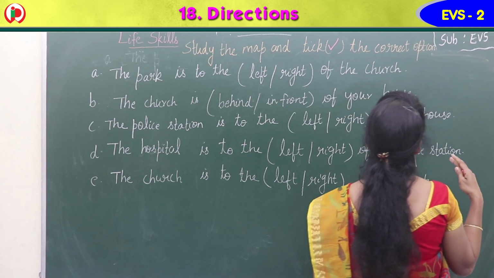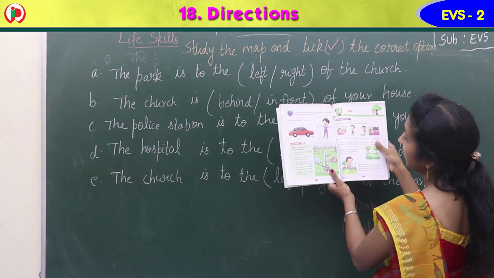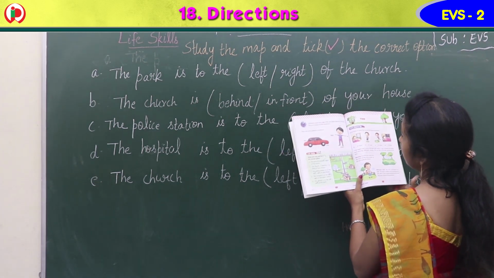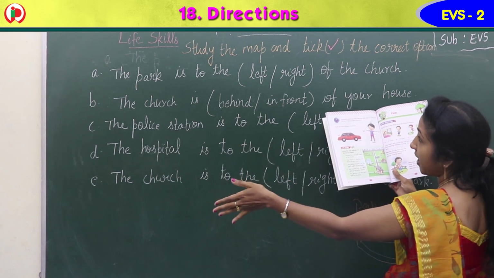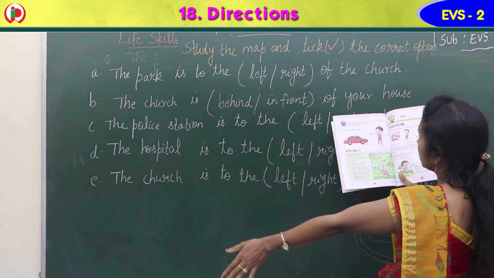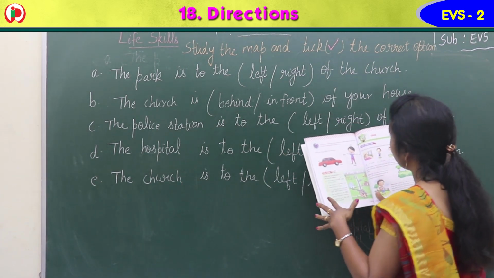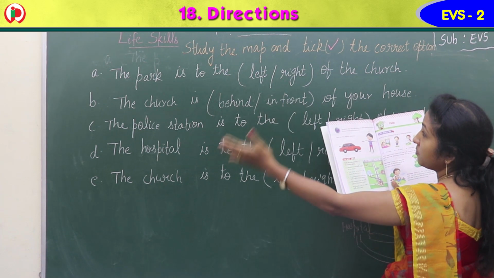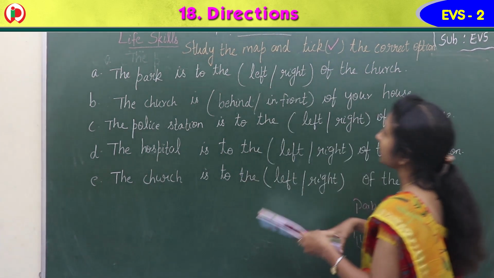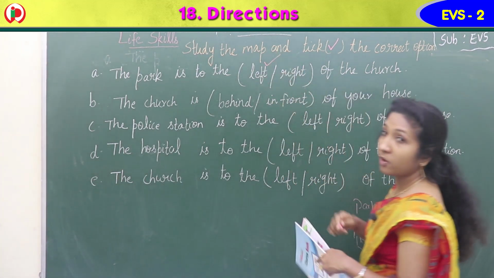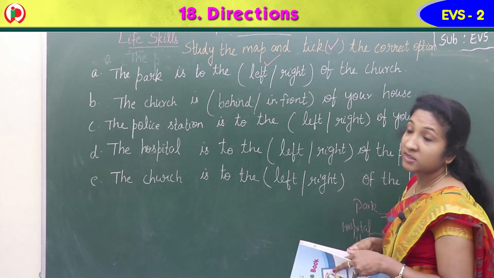So imagine that you are in the church. Okay. So now you see where is the park from church. From church it is to the left. Where is the park? Yes, it is to the left of the church, isn't it? If you are standing in front of the church, then park you can see to the left side of the church. So just tick left. Okay, children?